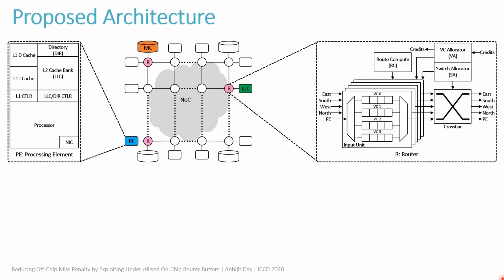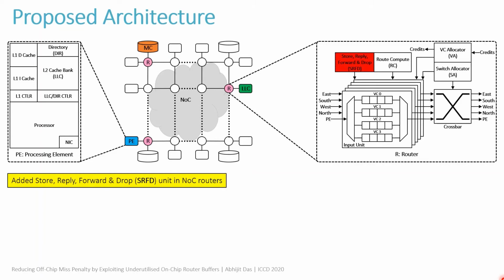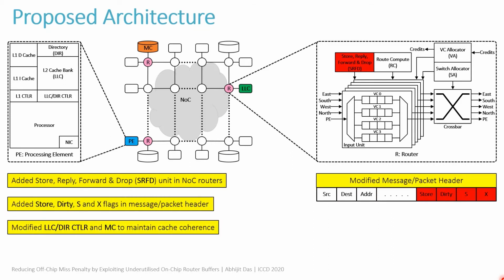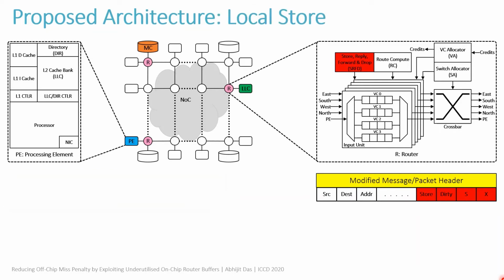In the proposed architecture, we have added an SRFD unit in NoC routers to facilitate our optimizations. We have modified the packet header to include 4 additional flags, and we have also made minimal modification to the LLC directory controller and memory controller to maintain cache coherence with our optimizations.